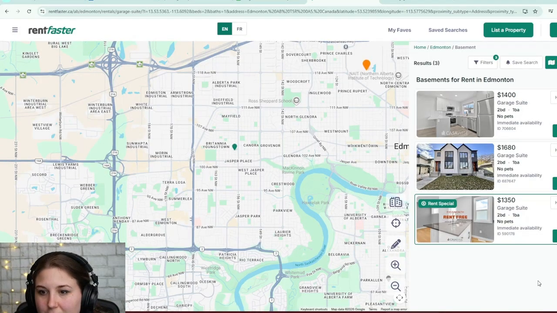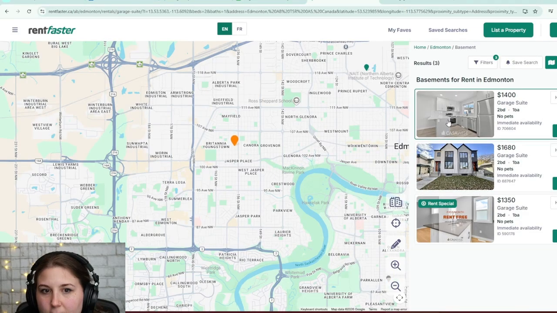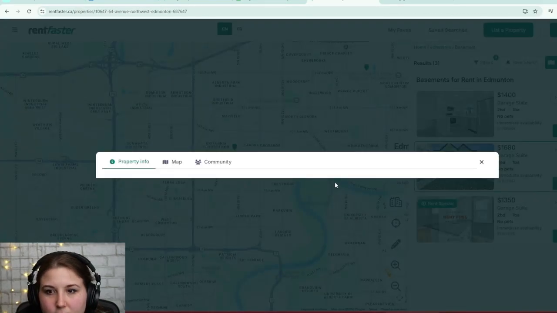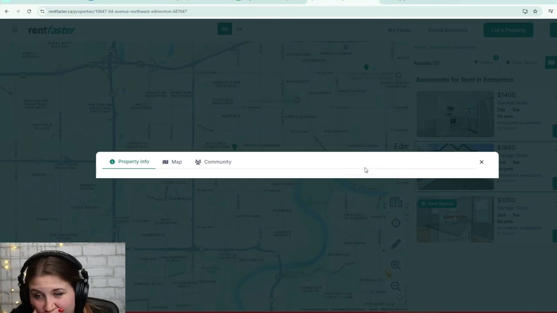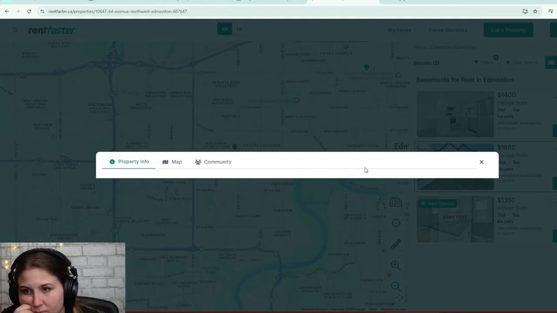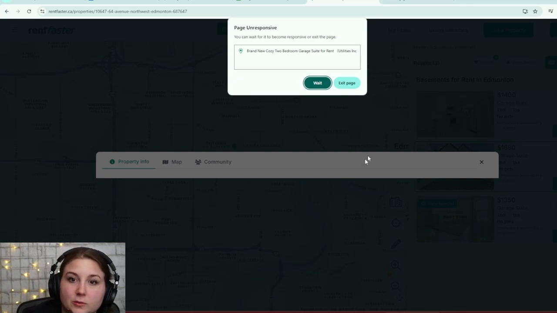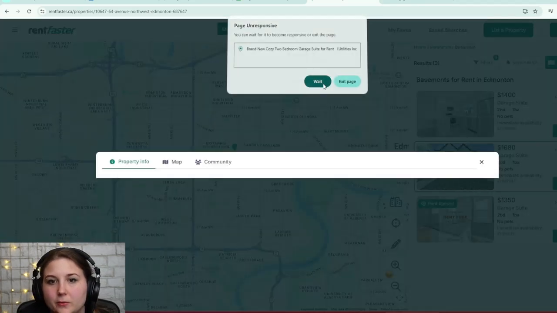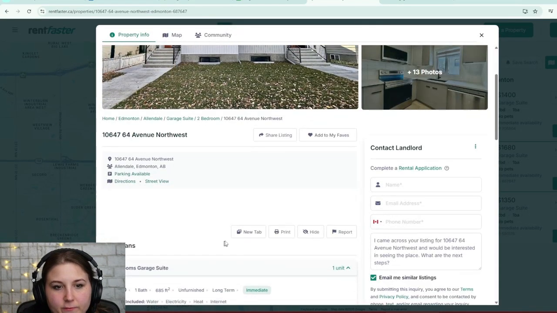Okay, I'm not gonna mess around with this much more. 1680. I would say that's definitely gonna be a lot closer. I just need to confirm that doesn't include utilities. It shouldn't include utilities, but I'm gonna throw an extra $100 on there. Maybe you could throw an extra 150 for the location, but I'd rather just be safe.